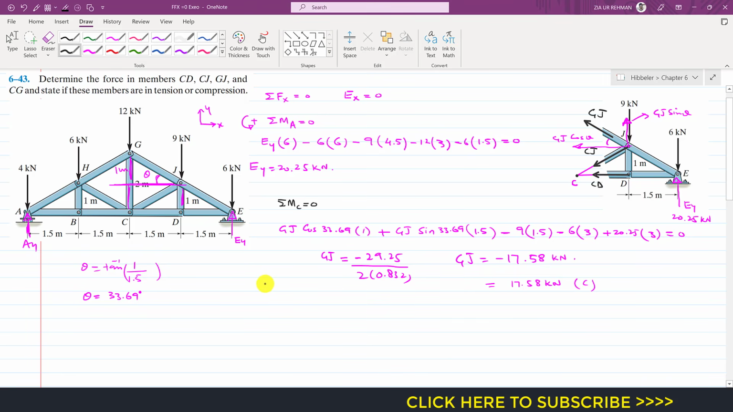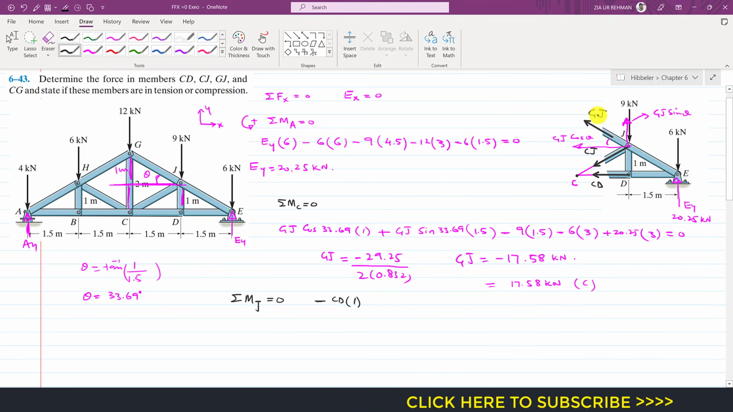Now if you want to find the CD member force, for that we can apply the summation of moment about point J equals to 0. So as we can see that this CD force is producing the clockwise moment about that point J, so I will write minus CD, and the perpendicular distance of this CD from that point J is 1 meter.